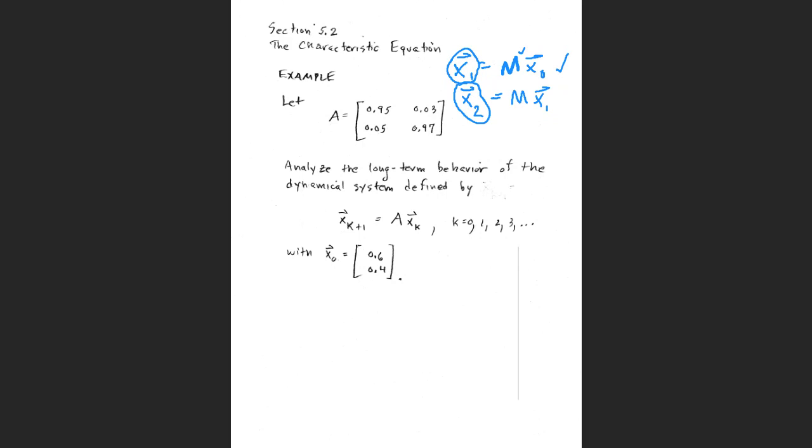Certainly it's not a big jump to say that if we multiply a vector x sub k by a matrix A, we're going to get the vector x sub k plus 1, where k goes from 0, 1, 2, 3. It turns out that there are dynamical systems that we can model using this iterative matrix equation.